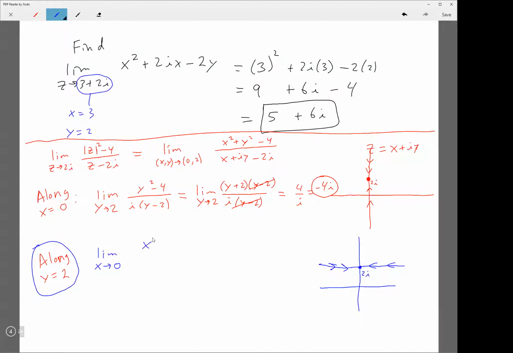So if I set y equal to 2 up here, then I have x squared plus 2 squared minus 4, and then I've got x plus 2i minus 2i. A lot of stuff's going to cancel. 2 squared is 4, and then you're subtracting 4, so that all goes away. And this goes away too. So we'll end up with x squared over x, but then one of those x's is going to cancel. You're just going to get the limit as x goes to 0 of x, which is just going to be 0.